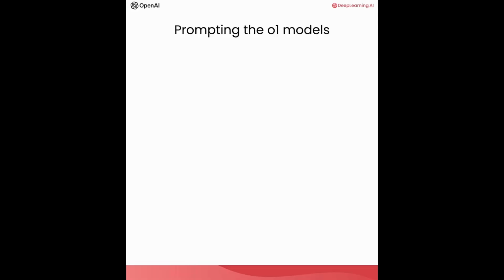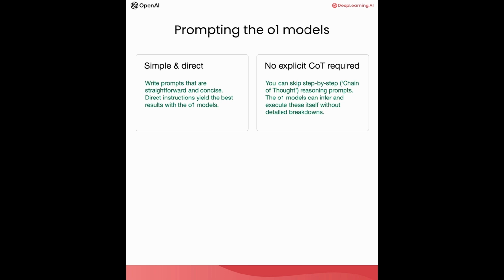There are 4 principles for prompting the O1 models. The first is to be simple and direct. Try to write prompts which are straightforward and concise. You'll find that direct instructions yield the best results with these models. The second is that no explicit chain of thought is required, and this may be somewhat different from what you're used to with LLMs. You can fully skip the chain of thought reasoning prompts that you used to provide, like think step by step and things like this. The O1 models are trained to infer and execute these itself without providing your own breakdown.